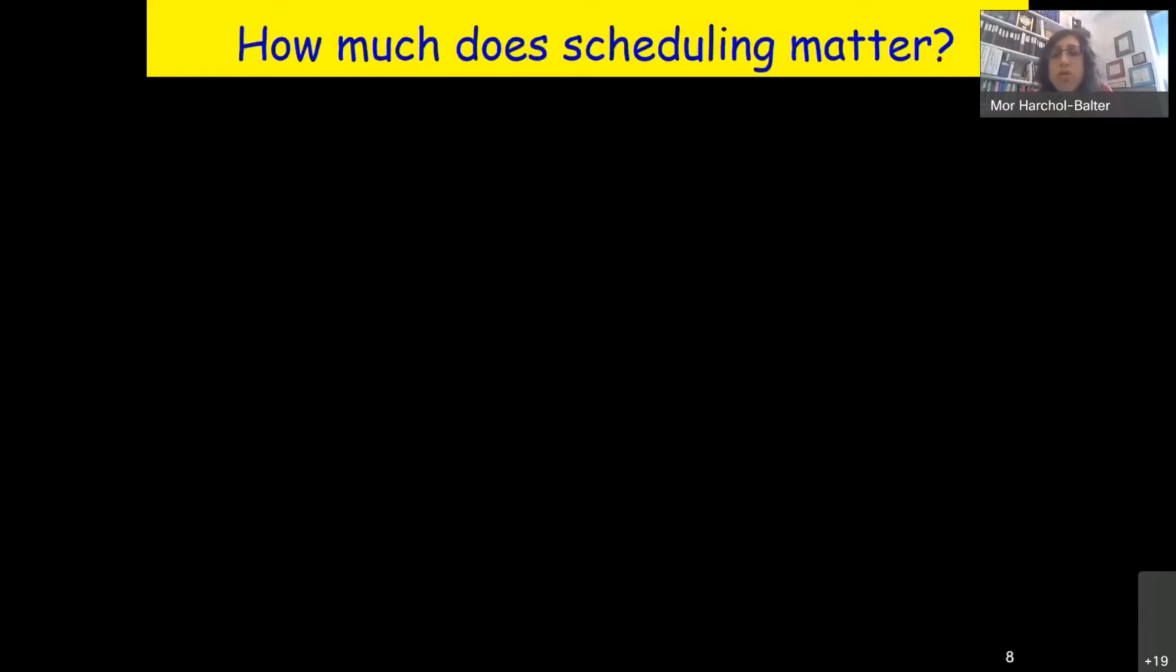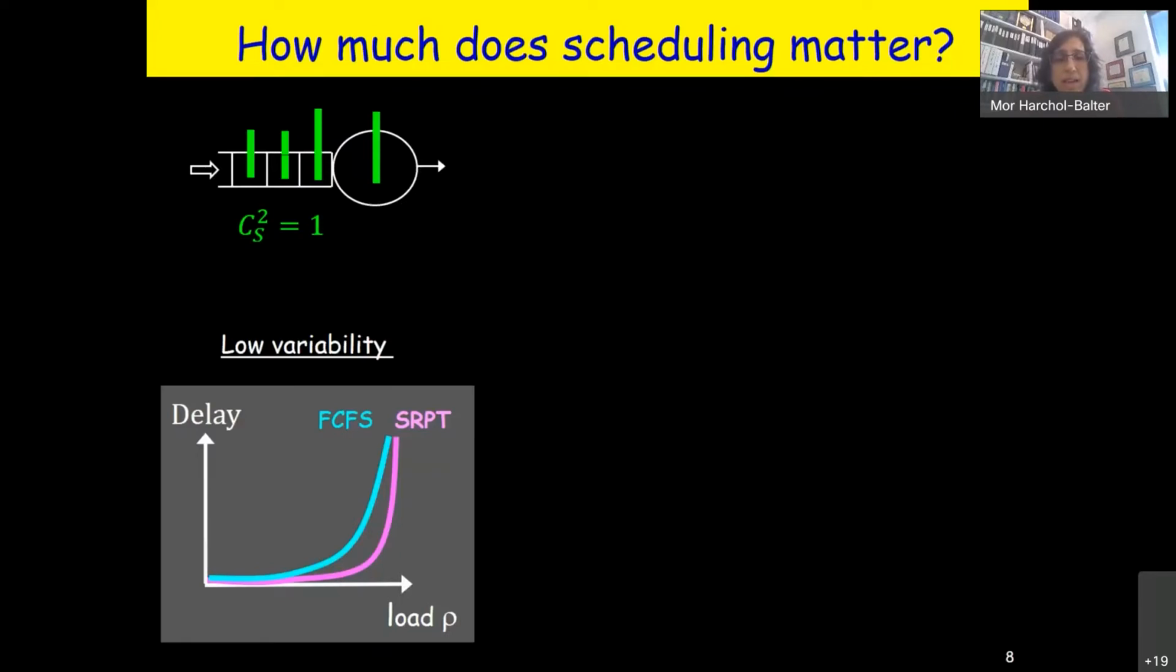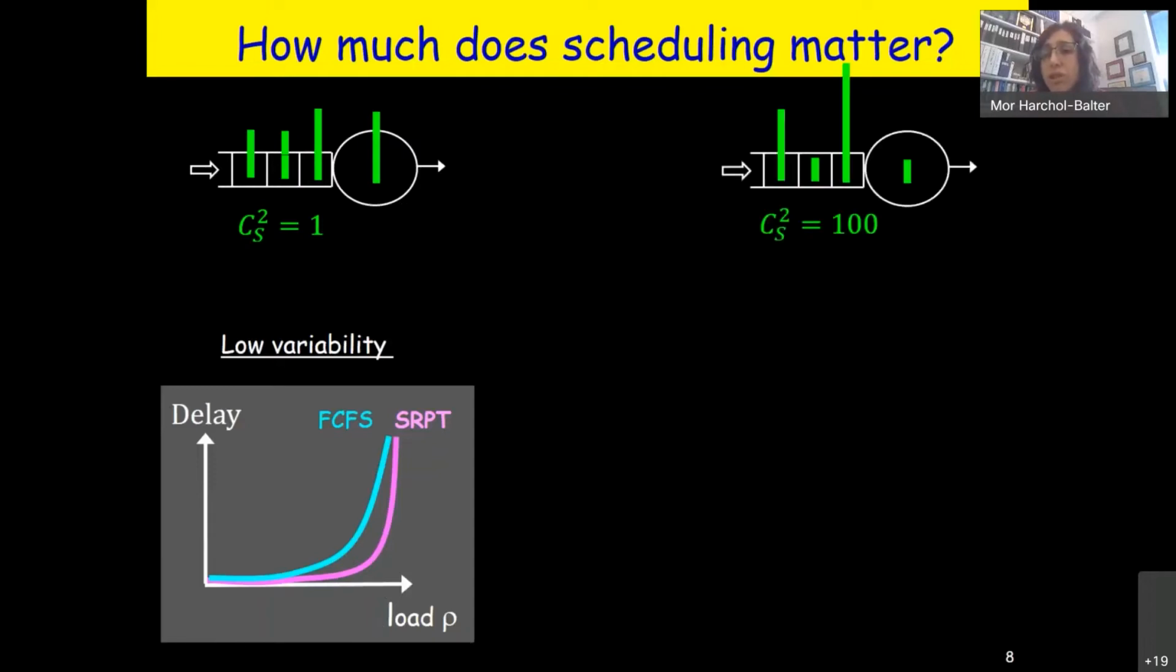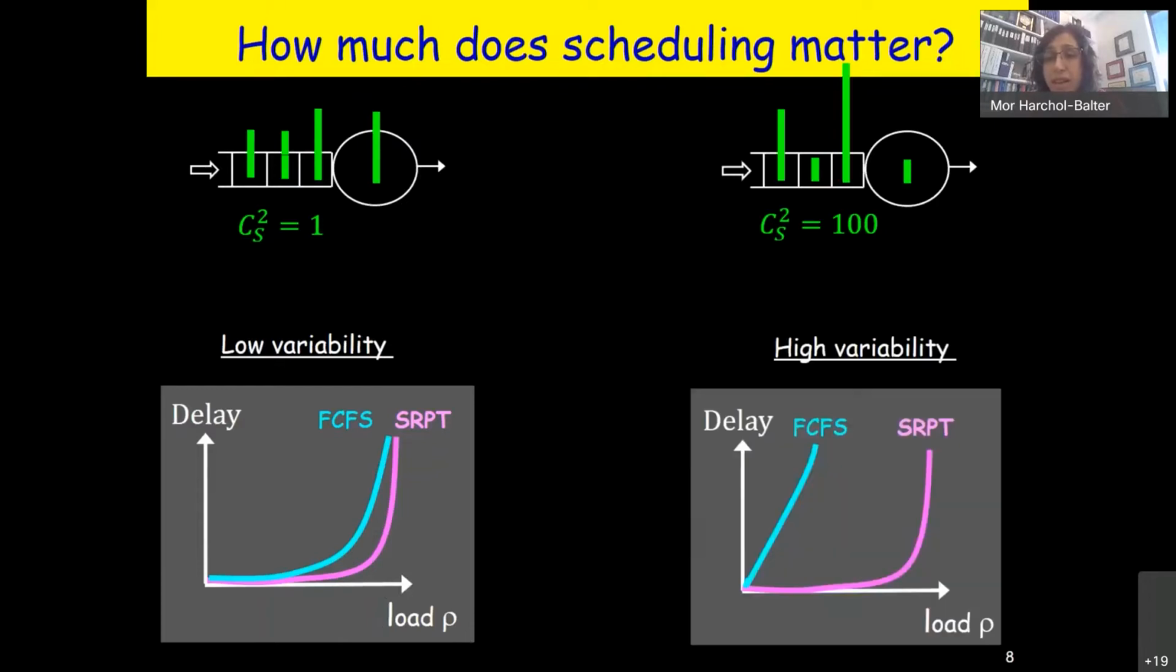Now, you might wonder, how much does it really matter? Does it really make a difference to put the short jobs ahead of the long jobs? And the answer is it does. So here's the queue where the squared coefficient of variation is 1. And you can see that SRPT and first come, first serve don't look that different. There's still a pretty significant difference, but they don't look that different when you look at mean delay versus load. But when you have a squared coefficient of variation of 100, the difference is much bigger.